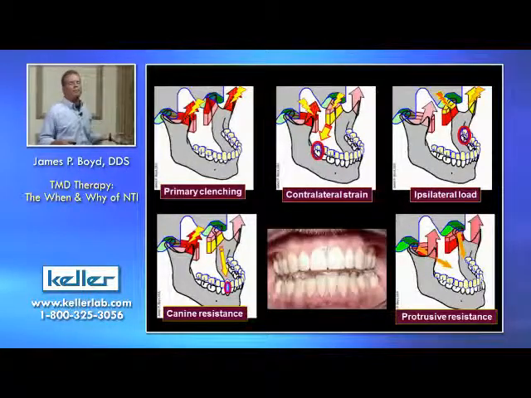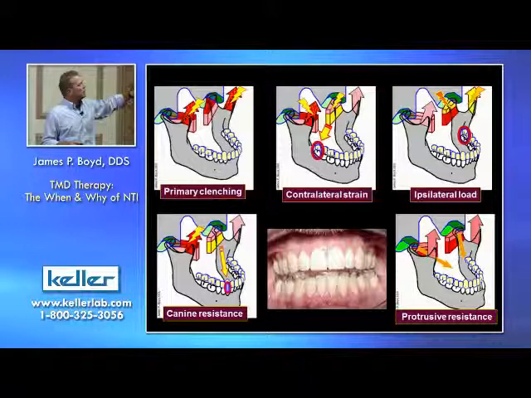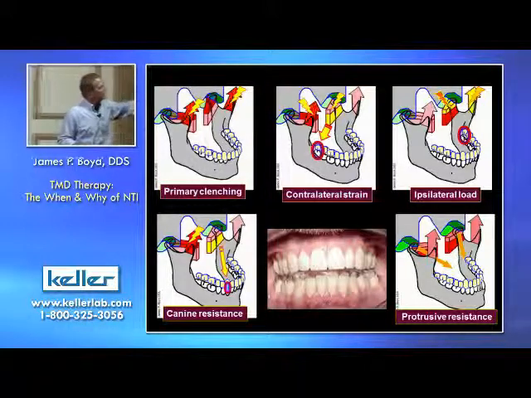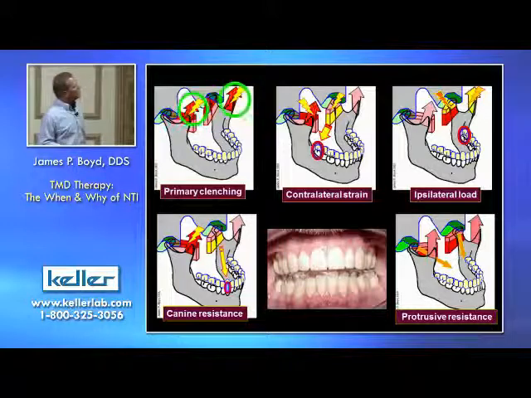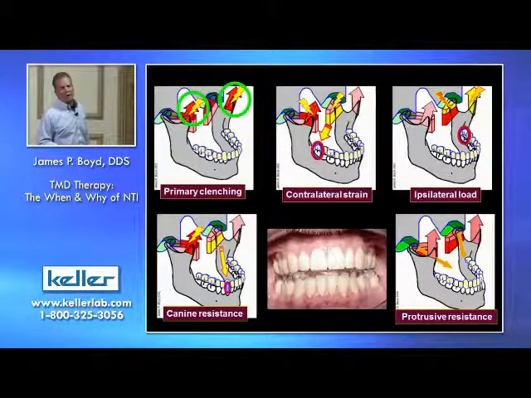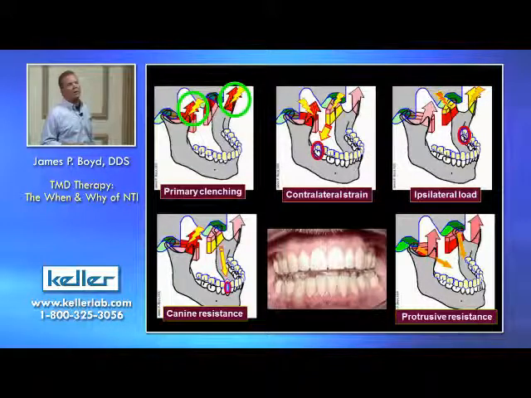So you treat them with a splint. Here's a lower flat plane splint with canine rise. If you were to provide that splint, they could still clench like crazy. You probably wouldn't make that for a primary clencher with a complaint of headache and nothing else. You probably wouldn't even know they were a patient to be treated.